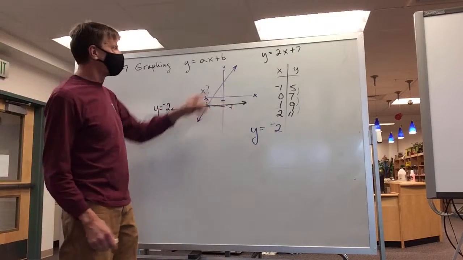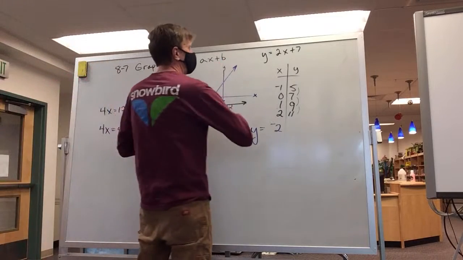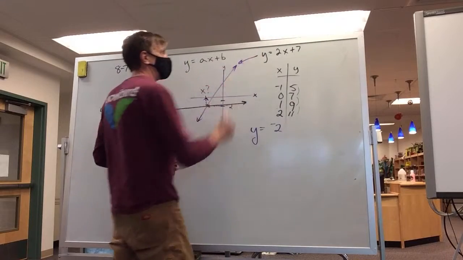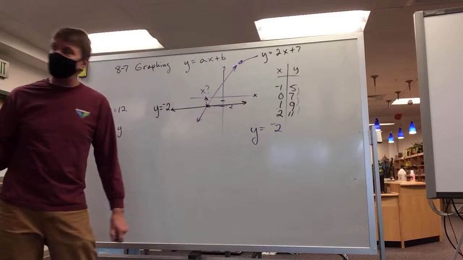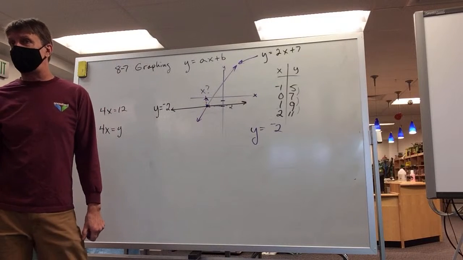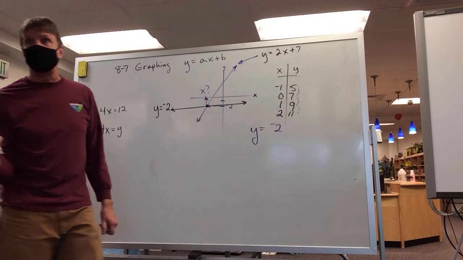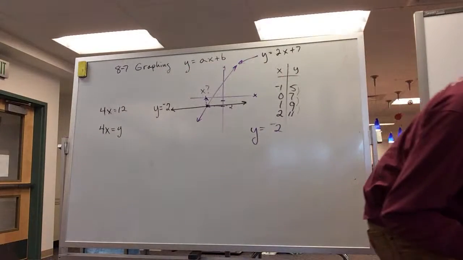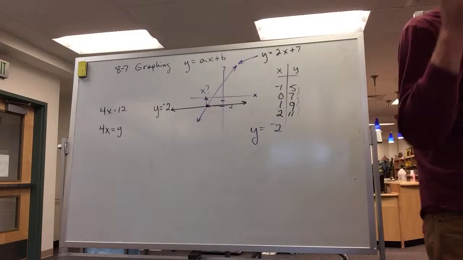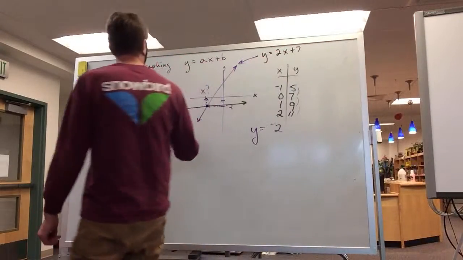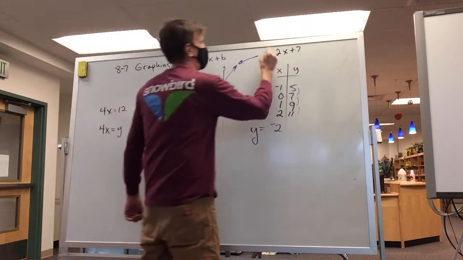So this horizontal line and then this line here, which is the function y equals 2x plus 7, has an intersection. It has a common point. It has a single coordinate pair where that ordered pair fits this rule and it fits this rule.